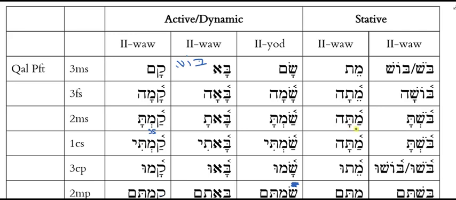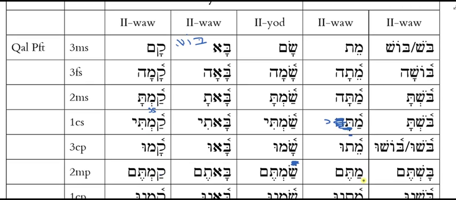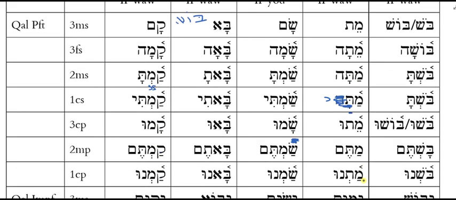So matta, you died. And then this actually should have been mati. Sorry about that. That should be a hireq yod. Mati. And what's happened here is the tav of muth and the t of the first common singular, that tav has been written 1 time with the dagesh forte. So mati. Third common plural, methu is they died. Matem, y'all died. And matnu is we died.